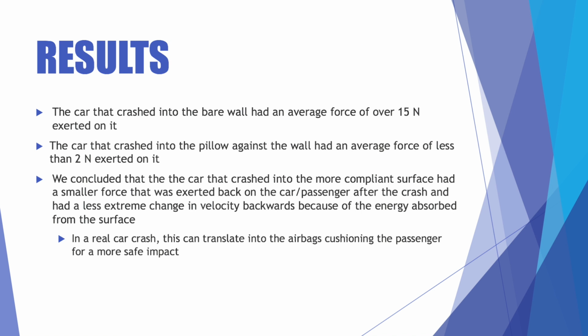So for our final results, in general, we figured out that the car that crashed into the bare wall had an average force of over 15 newtons exerted on it. The car that crashed into the pillow against the wall had an average force of less than 2 newtons exerted on it. So therefore, we concluded that the car that crashed into the more compliant surface had a smaller force that was exerted back on the car and the passenger after the crash, and it had a less extreme change in velocity backwards because of the energy absorbed from the surface. So in a real car crash, this can translate into the airbags cushioning the passenger for a safer impact.